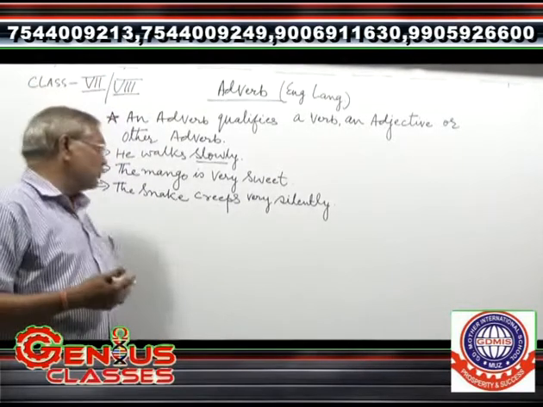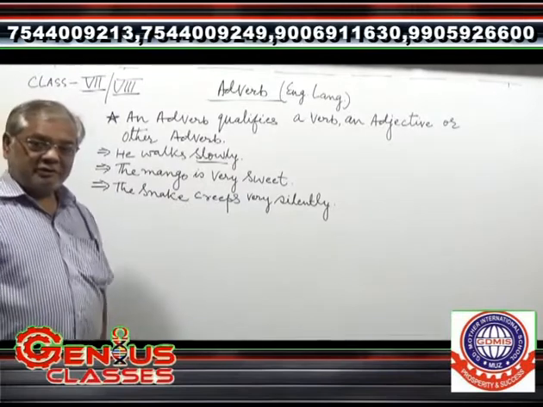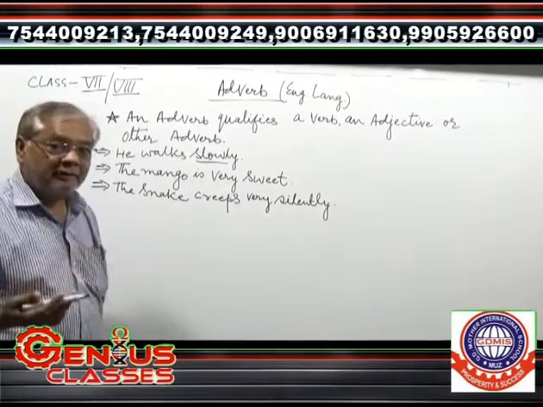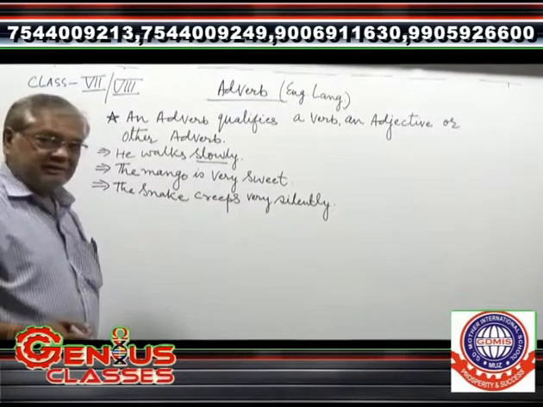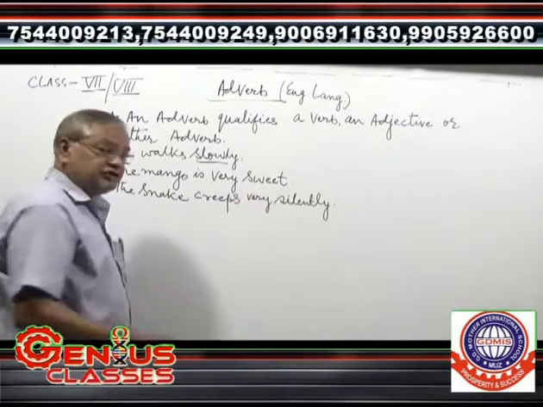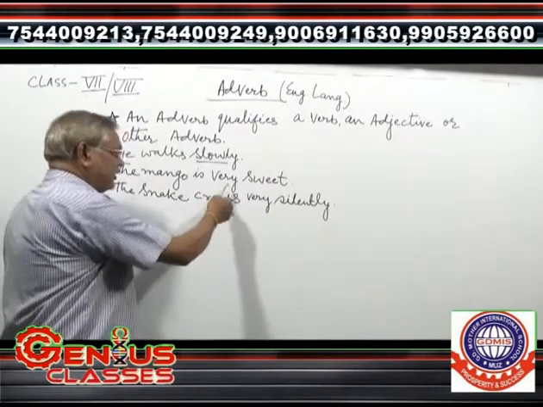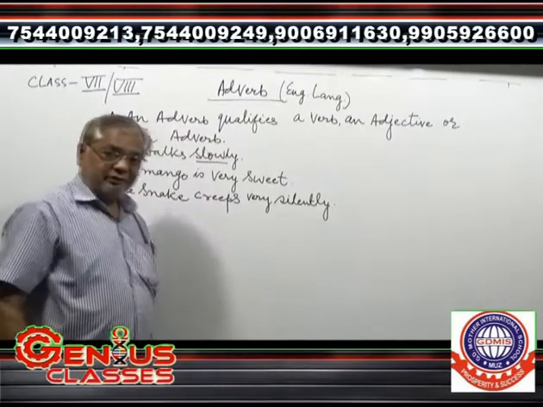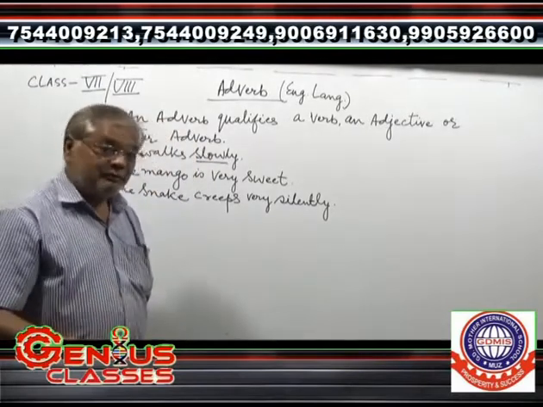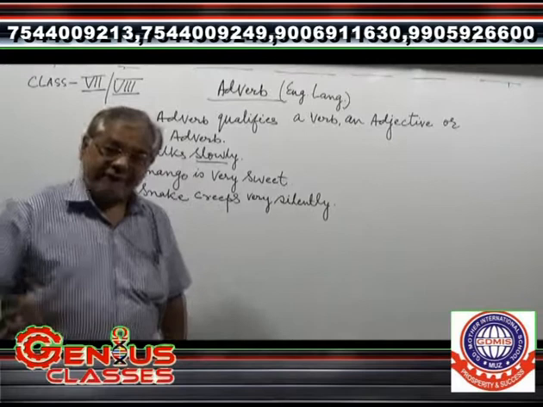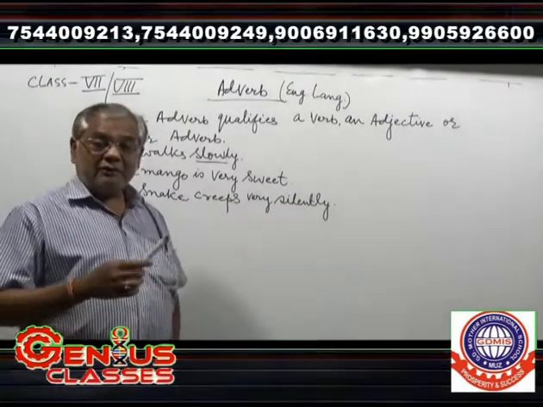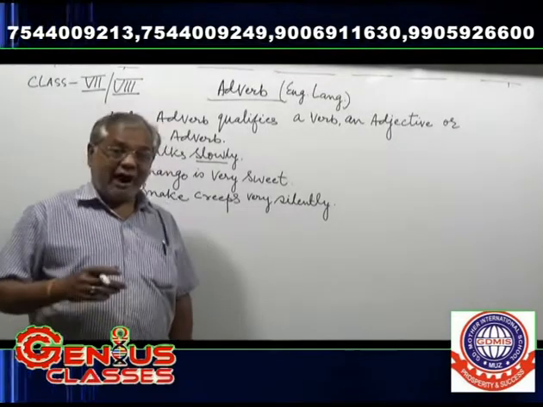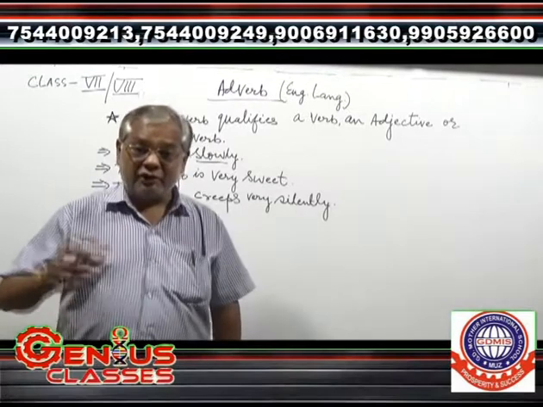So, three examples that I have quoted. He walks slowly. So how does he walk? He walks slowly. So it qualifies the verb walk. Walk is a verb. The mango is very sweet. Here the word sweet is an adjective, and before the adjective, the word very is an adverb. Then, the snake creeps very silently. Here the word silently is an adverb, and beforehand, very is also an adverb. So an adverb qualifies another adverb also. These are the three things we should know about how an adverb is used in a sentence.